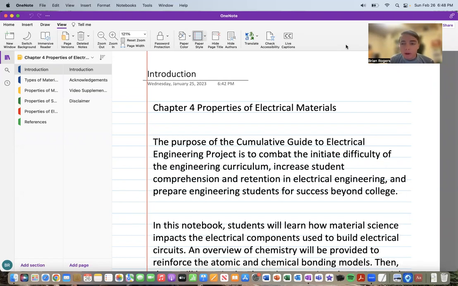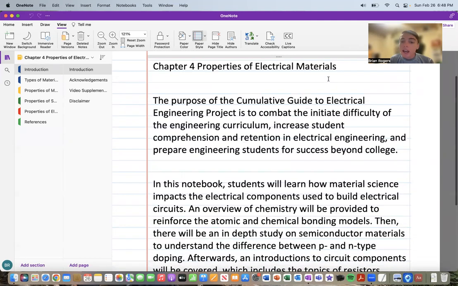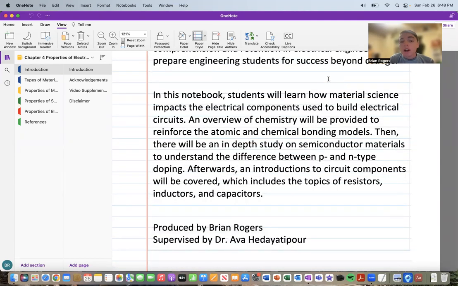And so, as part of the honors project, this is to help the students succeed in electrical engineering. And for this specific notebook, we're going to look at the realm of material science and how it's used within electrical components in order to make our circuits.